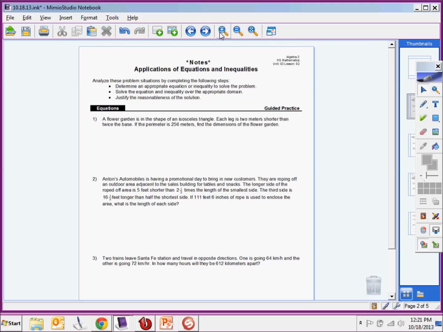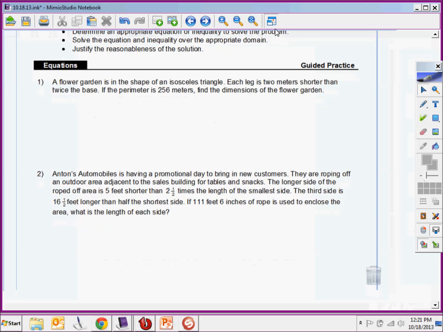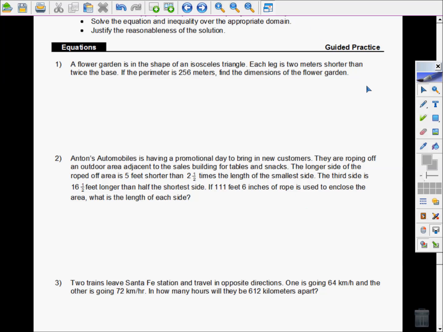All right, our first word problem here is talking about a flower garden. It tells me that this flower garden is what type of shape? An isosceles triangle. And what does an isosceles triangle look like? 2 equal sides. At least 2 equal sides, right? An isosceles triangle has to have at least 2 equal sides. So I'm going to have 2 equal sides.